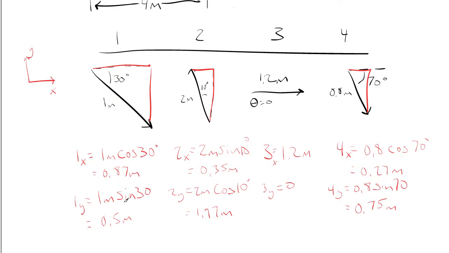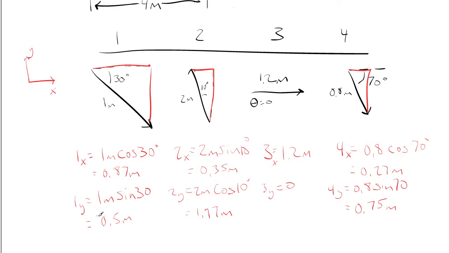So starting over from 1 here, I've got positive numbers. Is this positive or negative 0.87? Positive, because my x-axis I've defined is going to the right. This side is going to the right. So that's got to be positive. 0.5, is that positive or negative? Negative. Right, good, it's negative.